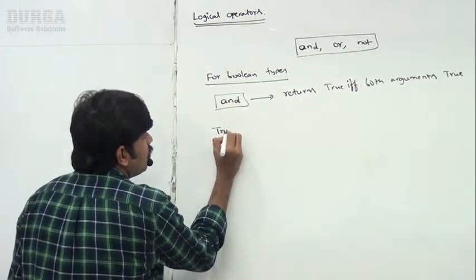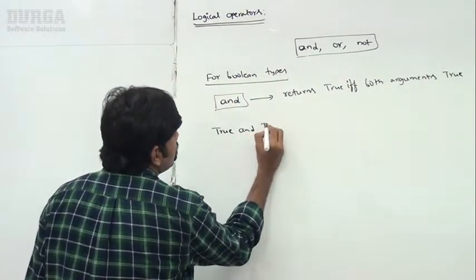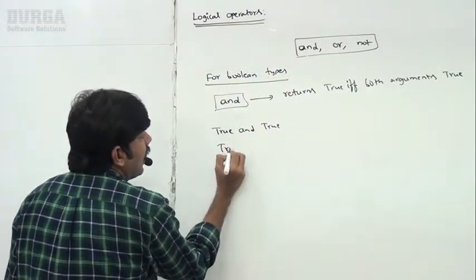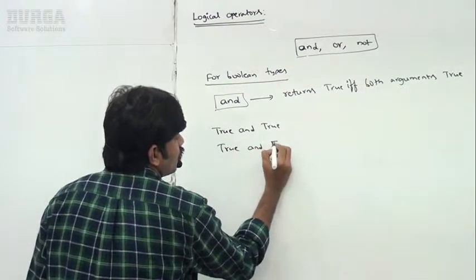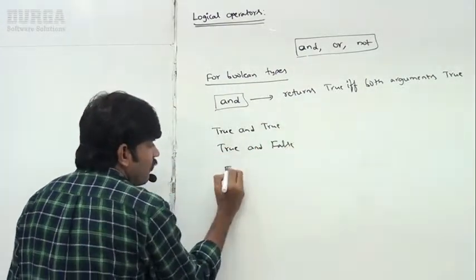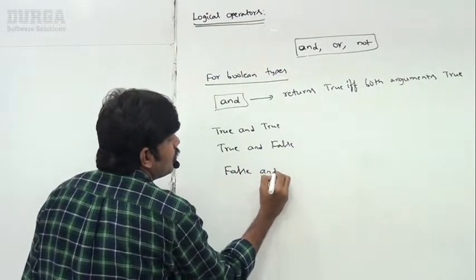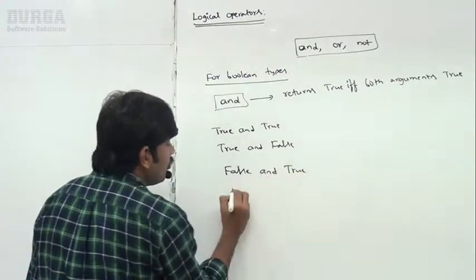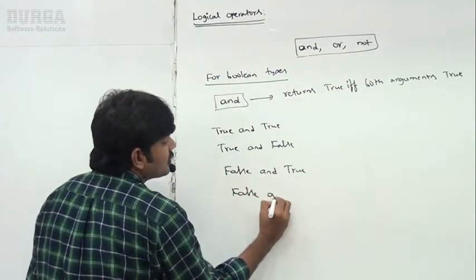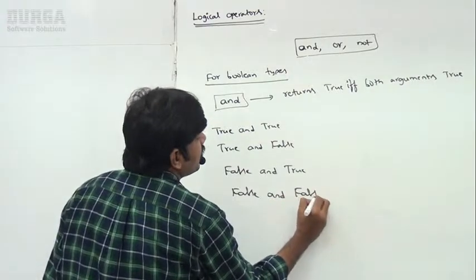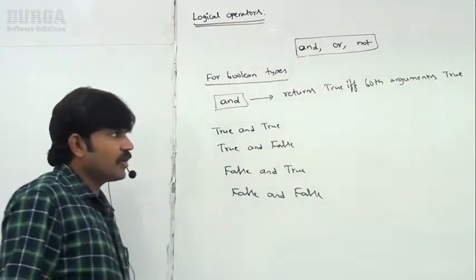Best example: true and false, next false and true, next false and false I am taking. Can you please confirm what answer we are going to get?